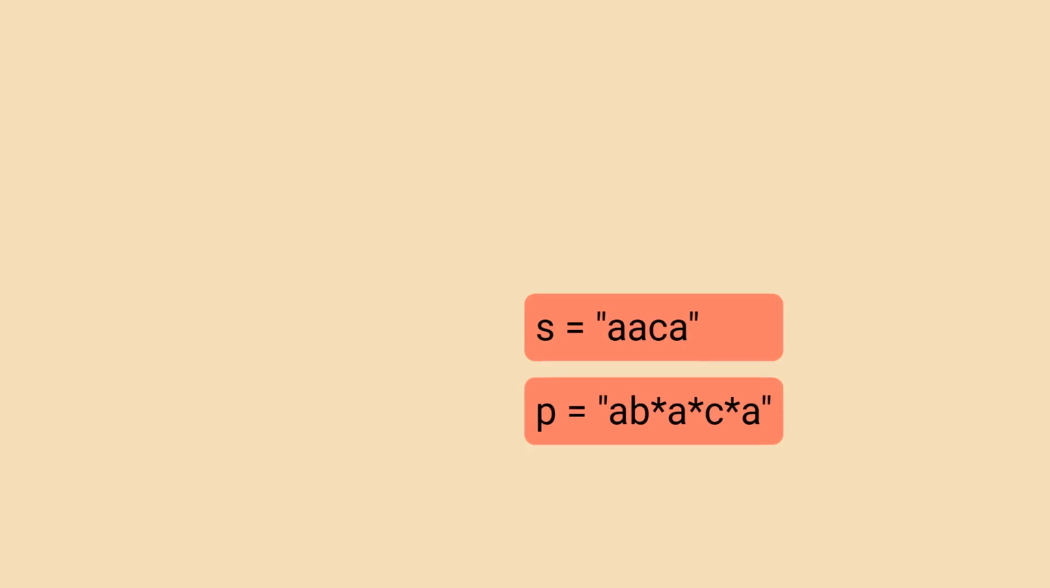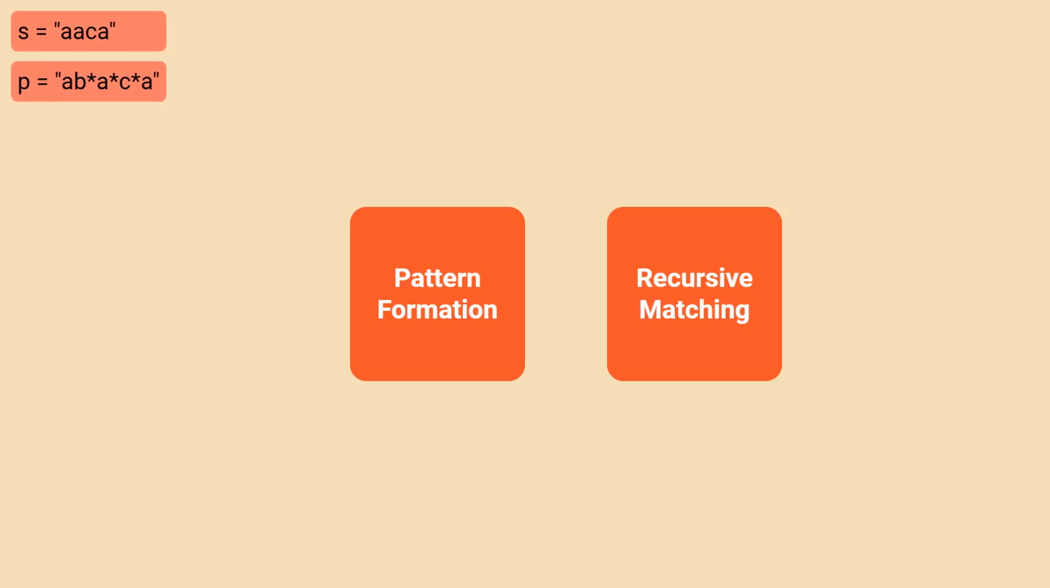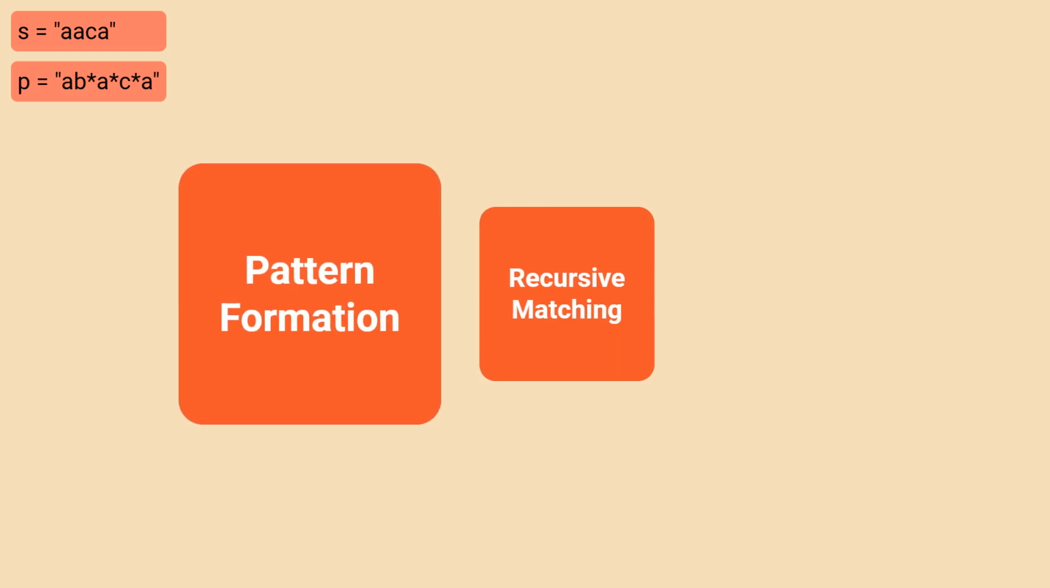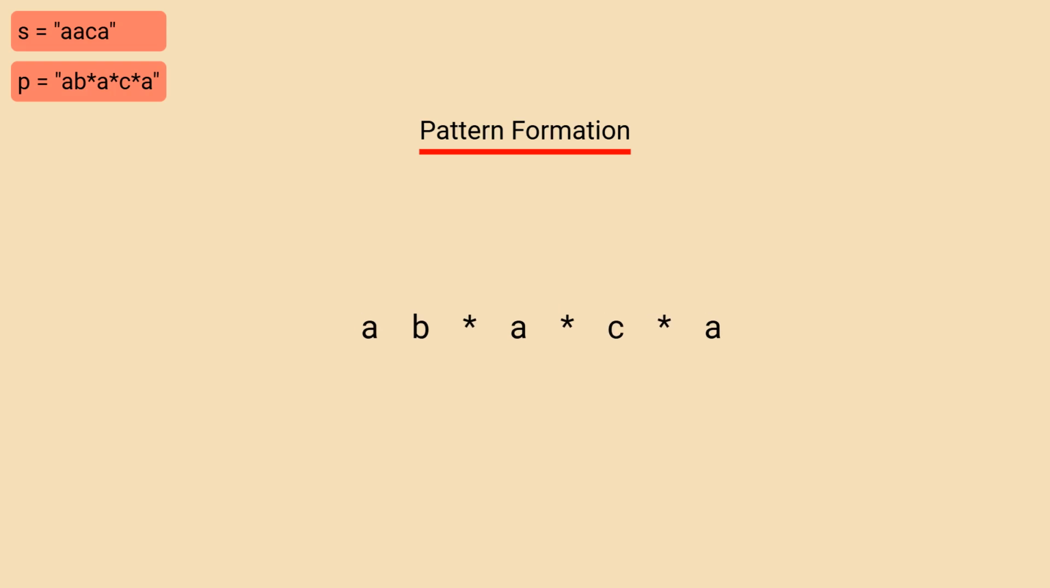In order to solve this, we go through two steps: the pattern formation step and the recursive matching step. Let's go to the pattern formation step first. In the pattern formation step, we take in the pattern string and then loop through each of the characters and merge any two characters that form a pattern. So in this case, we look through A. A is a single pattern.